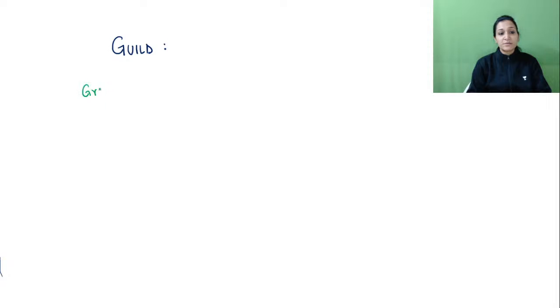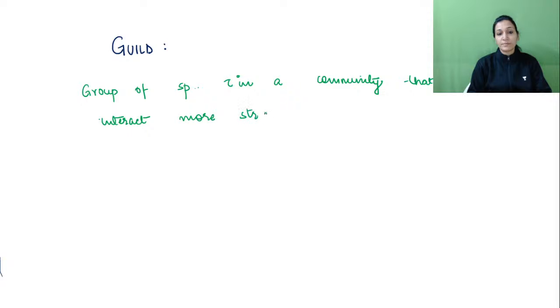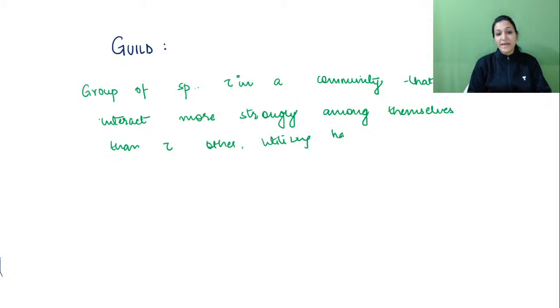So it's a group of species within a community that interact more strongly among themselves, very important, among themselves, than with the others, whenever it comes to utilizing habitat or food resources.